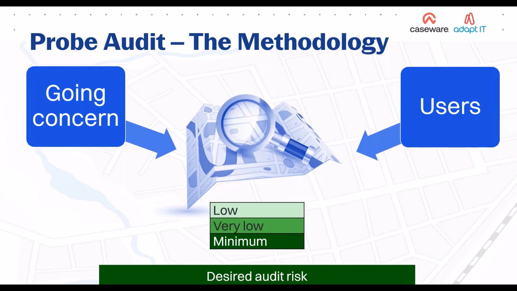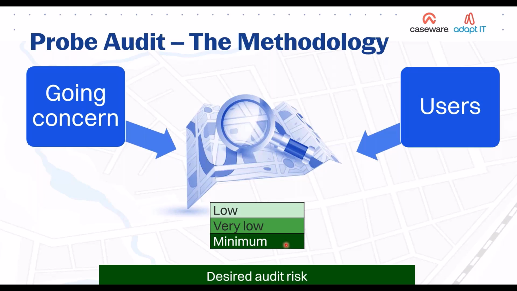Our desired audit risk must be lowish. And what are the lowish levels? The levels are low, very low, or minimum. Minimum being the very lowest that you can go, and the more risk you have, or the more concerned you are about the impact of your audit opinion possibly having negative effects, the lower you would want to go in your desired audit risk.